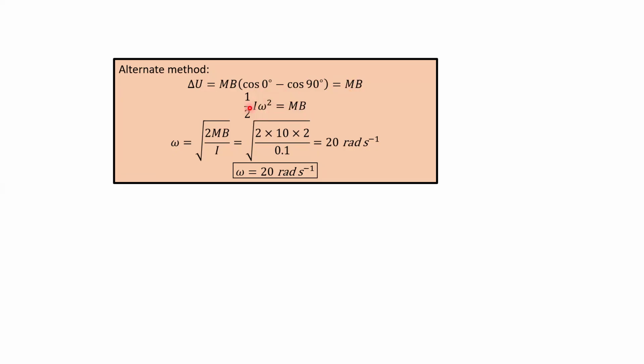In rotational motion, what is the kinetic energy formula? Half mv square in linear motion, right? You have studied this formula in class 11. Mass is replaced by moment of inertia. V is replaced by angular velocity. So half I omega square is mb. So very simple way we can do this one. Half I omega square equal to mb. We want omega. Omega equal to under root 2 mb by I. M value is 10, B value 2, I value 0.1. If you simplify, you are getting 20 radian per second. So this is a shortcut method. You can follow any one of the methods.